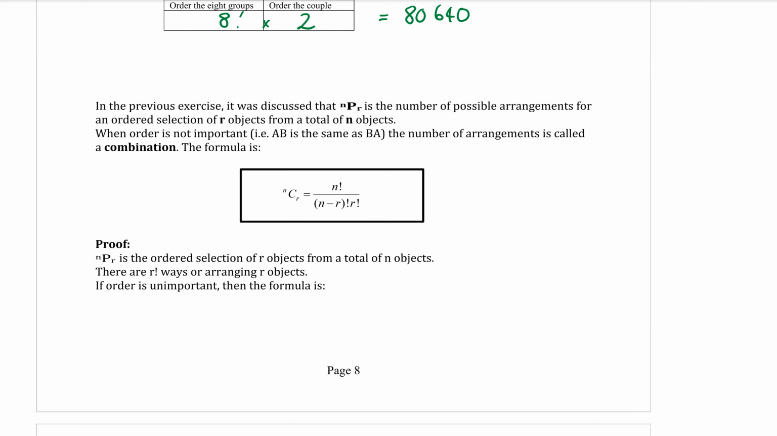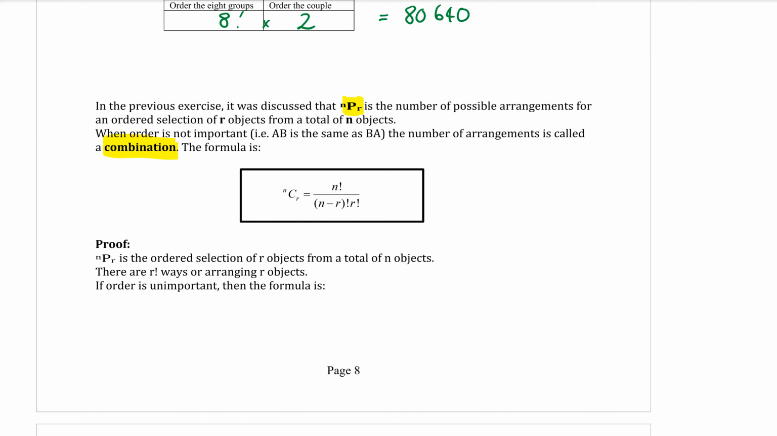In the previous exercise, we learned about nPr, which is the number of possible arrangements for an ordered selection of r objects from a total of n. So if n is my total number and I want to order r of them, so if I have 9 people and I want to order 3 of them, I'd go 9P3, okay? But when the order is not important, so AB is the same as BA, the order that the people are sitting in is not important, then the number of arrangements is called a combination.